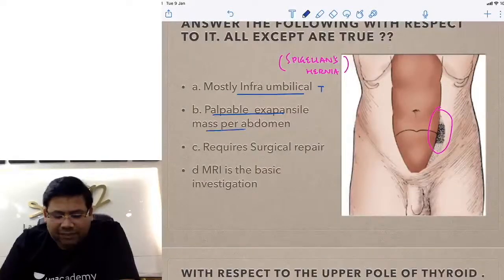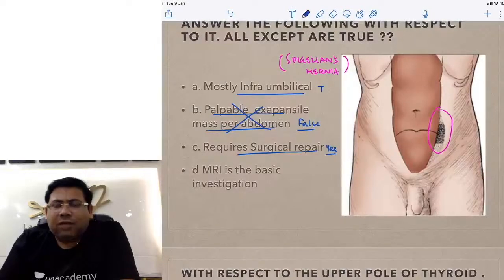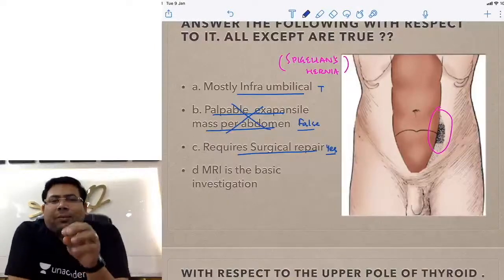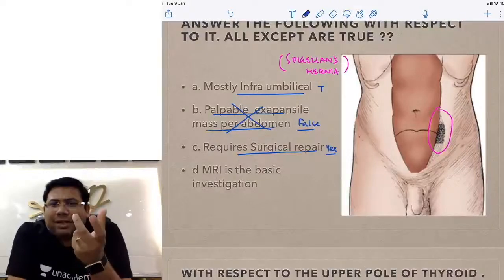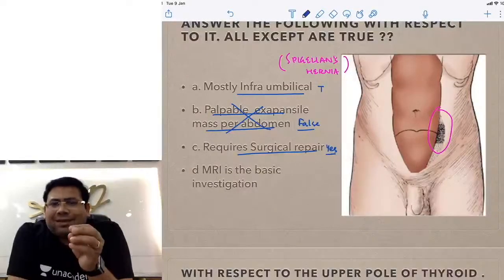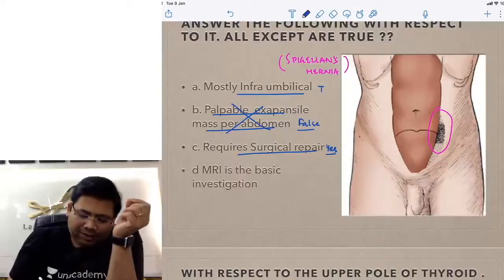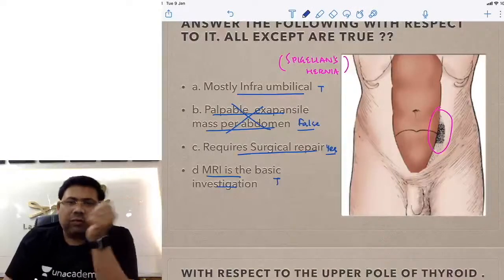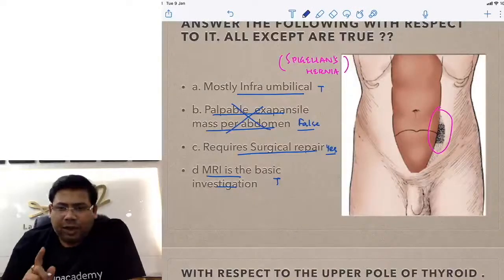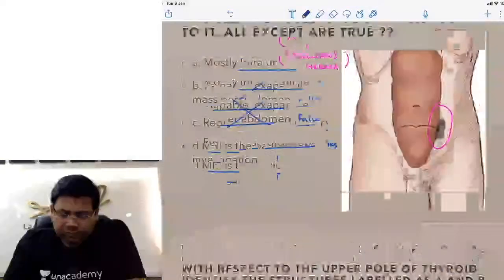Palpable expansile mass per abdomen, which is seen in conventional hernias, this is not seen. So this is false. Requires surgical repair, yes. But we don't require a mesh repair; we simply go laparoscopically and take 2-3 bites in that gap, and this is done. It's hardly a 15-20 minute surgery. MRI is the basic investigation, absolutely true. So what is false? B. I hope this question is clear to everyone.